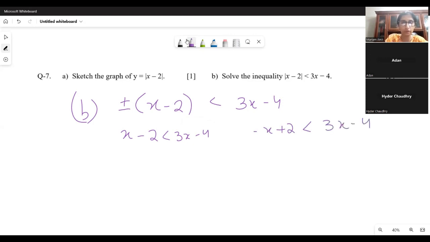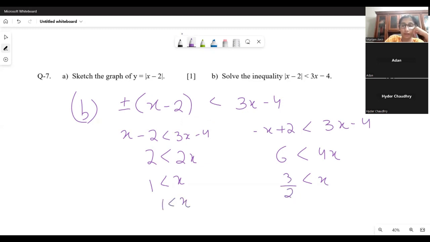Okay, let's solve both these inequalities. I'm taking x to the other side, so 2x minus 4 to the other side, so 2. So x is greater than 1. And we have 4x here and 6 here. So x is greater than 3 by 2. So one answer is x is greater than 1. The other answer is x is greater than 1.5.